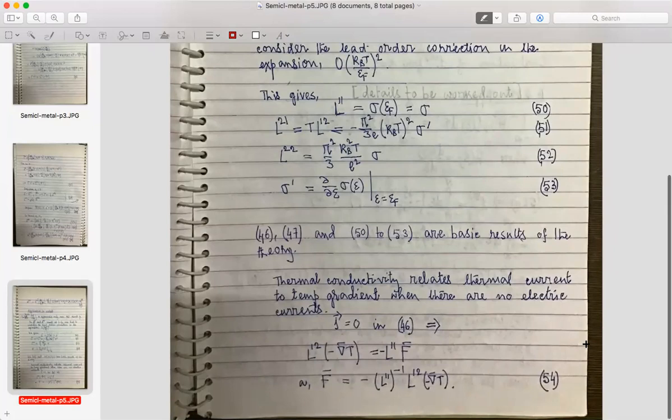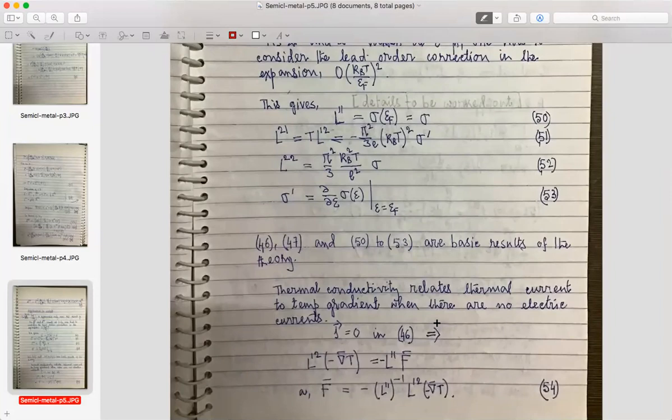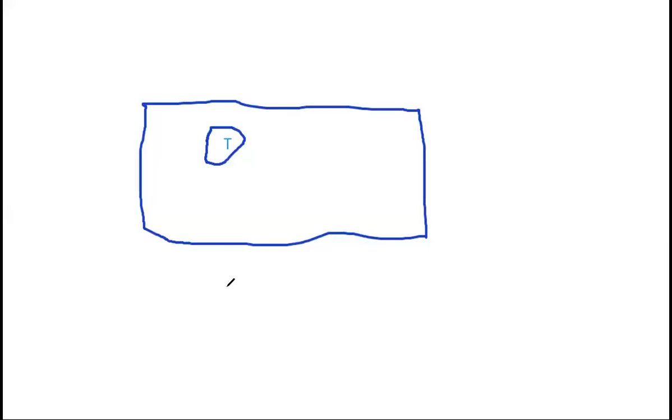Now, having learned that, let us try to see if you can calculate thermal conductivity. Now, thermal conductivity, of course, relates flow of thermal current, that is heat current, when there is a temperature gradient in the system. Now, remember what we argued earlier when we were studying the Drude model.